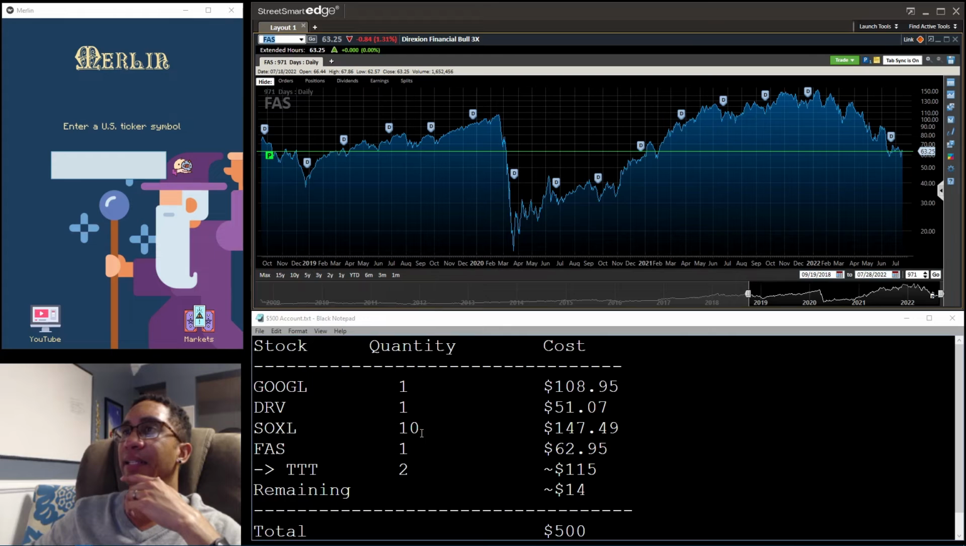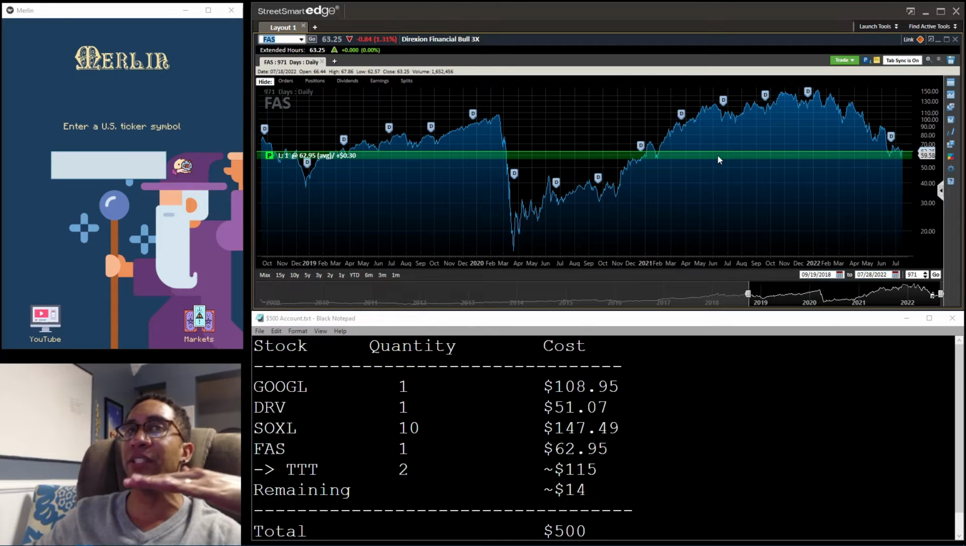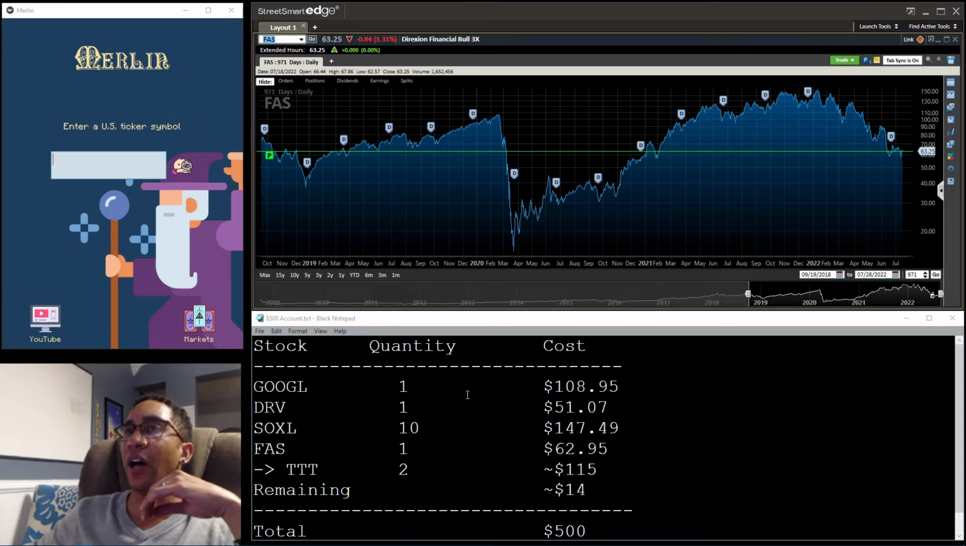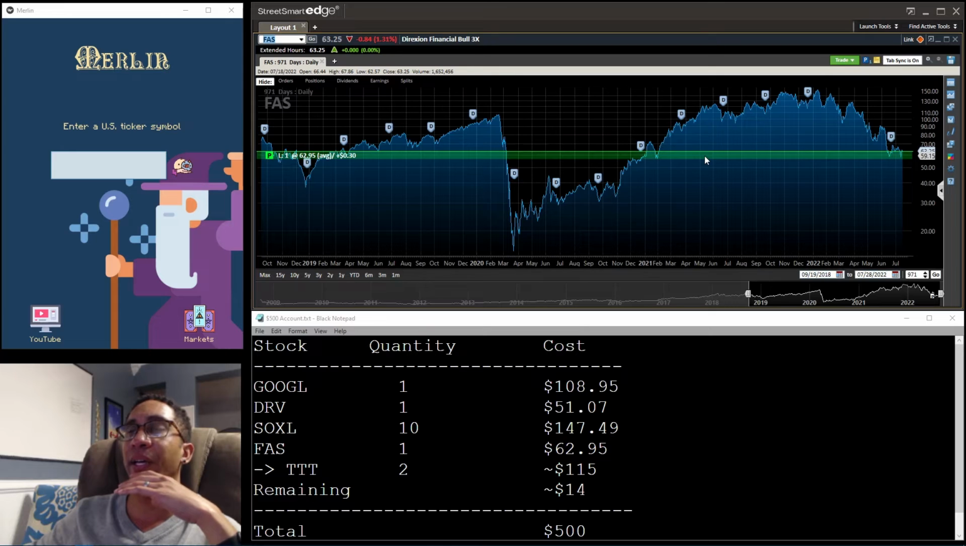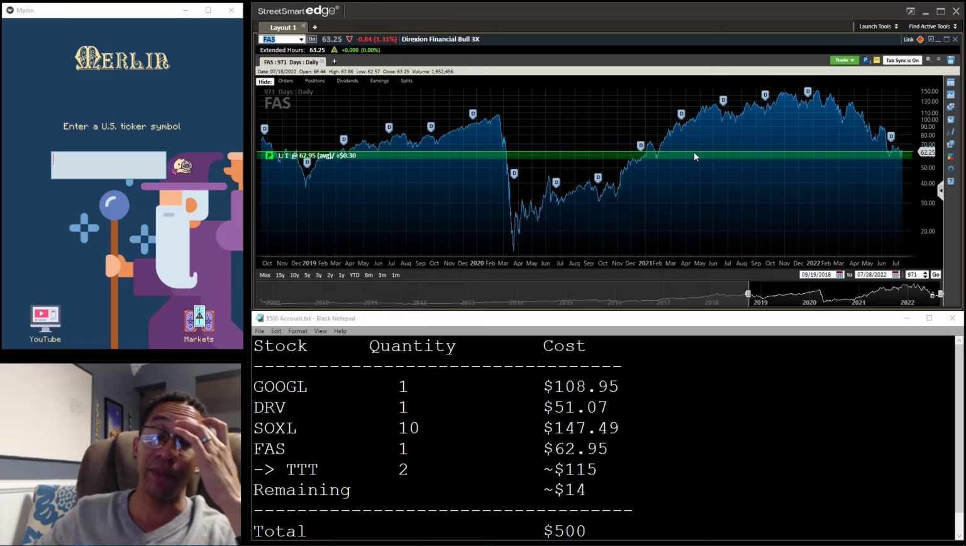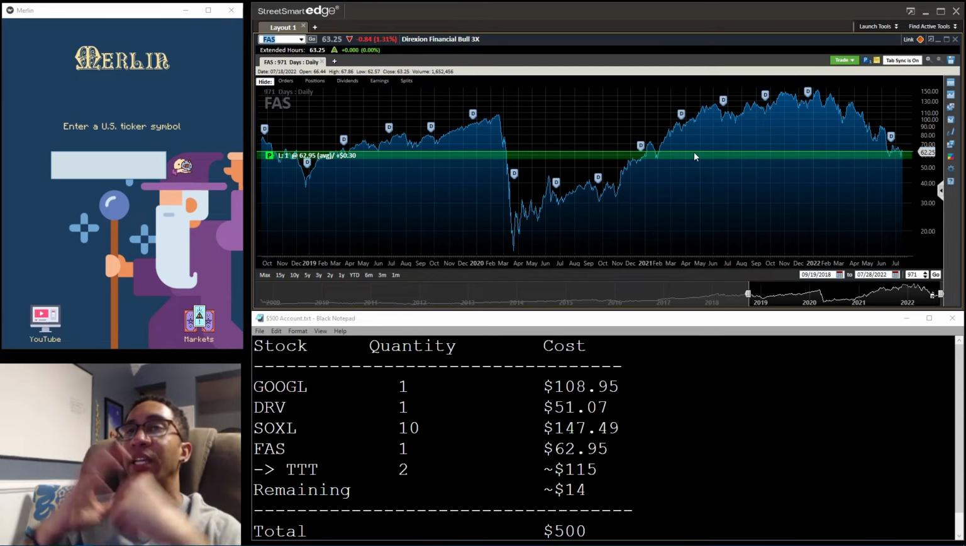Just because I think that the price point for Soxel is so good, and Soxel is going to do better than the financial sector. I don't mind having this for diversification's sake, but I definitely believe in Soxel a lot more than I believe in FAS. But in order to diversify and get different sectors for this client's portfolio, I feel like the prudent thing to do is accept the diversification rather than trying to squeeze a little bit more profit, because the more diversification you have, the safer the portfolio is.